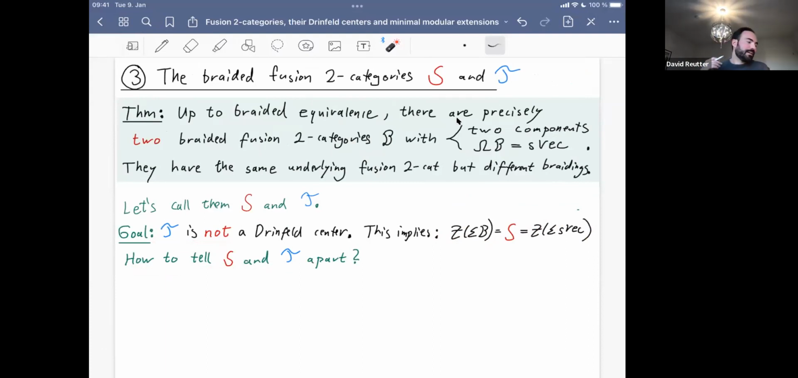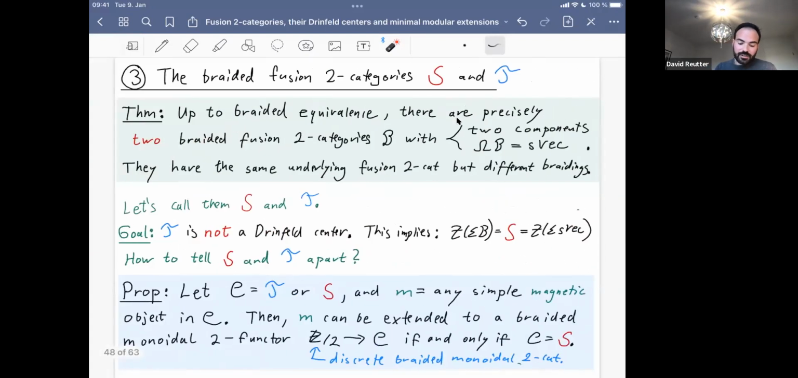But I think essentially in the end, you would really like to do some type of anomaly computation, which is what you would do for a modular tensor category to show it's not a Drinfeld center. And that we haven't done yet. So there's a number of alternative proofs that suggest themselves here.